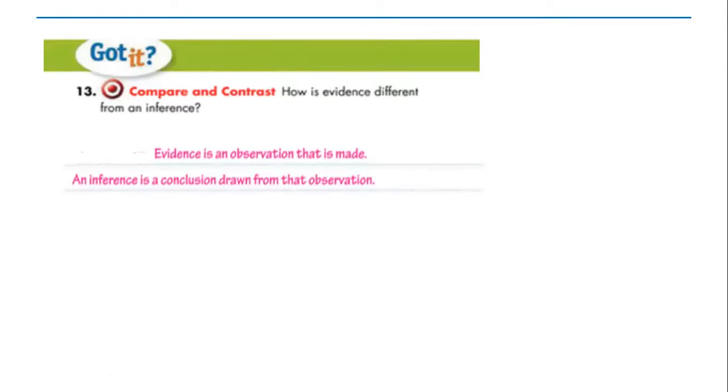Now, compare and contrast. How is evidence different from inference? Yes, evidence is an observation that is made. An inference is a conclusion drawn from the observation.